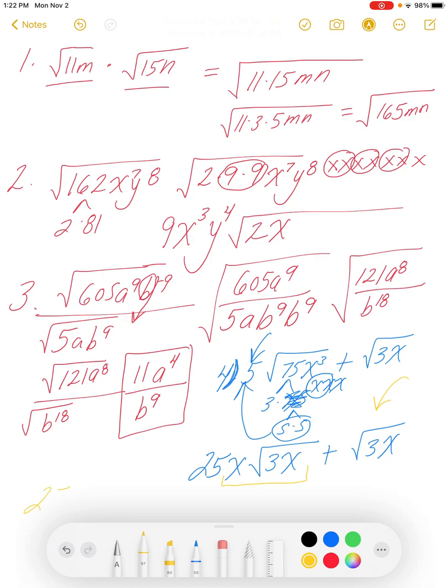Understand if we would have simplified something and had 25x square roots of 3x plus x square roots of 3x, then those are like terms. But look, this one doesn't have an x, like I said. If it was this situation, then we would have 26x square roots of 3x. We just combine like terms. So hopefully we understand that difference here. All right, new page, new page. Okay, number 6. Nope, number 5.